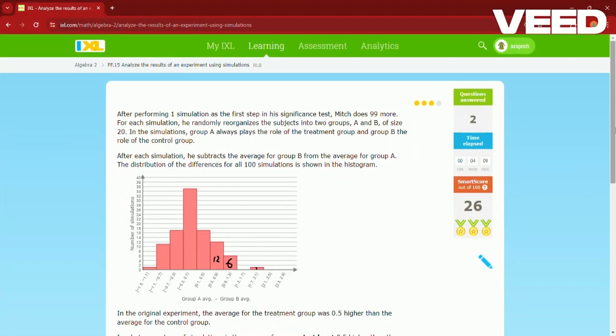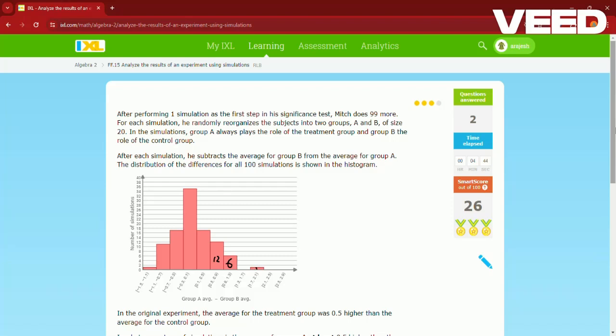Okay, guys, this is part 1.3. After performing one simulation as the first step in his significance test, Mitch does 99 more. For each simulation, he randomly reorganizes these subjects into two groups, A and B, of size 20. In the simulations, Group A always plays the role of the treatment group, and Group B the role of the control group. After each simulation, he subtracts the average for Group B from the average for Group A.